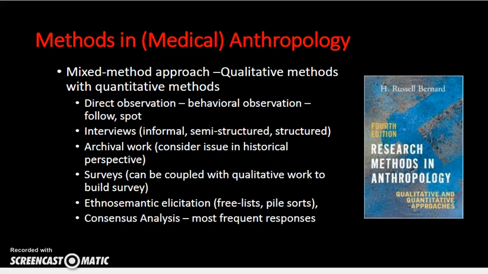Archival work, which is important for anthropologists because we are looking at issues and phenomena in deep historical depth, as well as looking at how social and political change has influenced particular conditions. And so this archival work can be important to look at some of the history of these types of situations in the longer term.